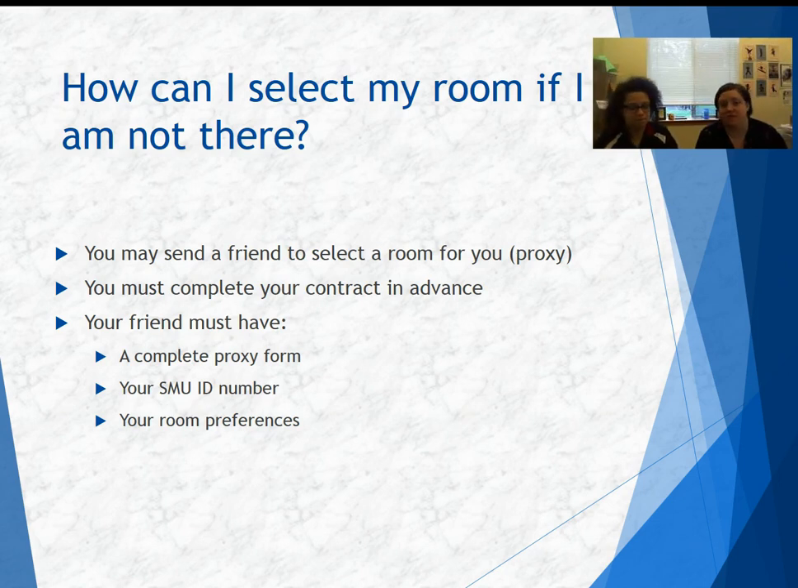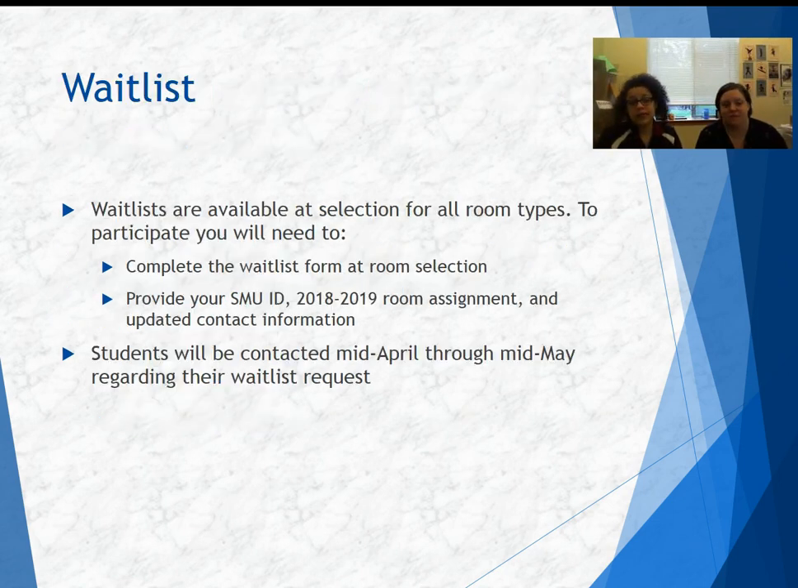available at the time. For the waitlist, this is something we want to make sure folks know is available. So waitlists are available at selection for all room types. To participate, you need to complete the waitlist form at room selection. We're going to have laptops up and available where you can do that. You'll need to provide your SMU ID number, your 2018-2019 room assignment that you picked at the time, and updated contact information.